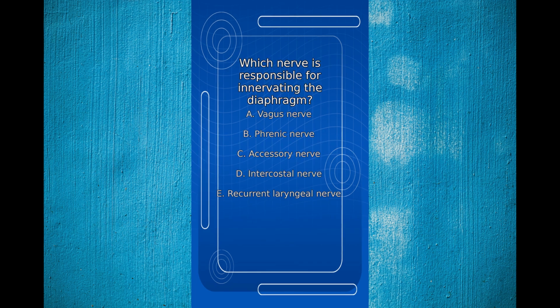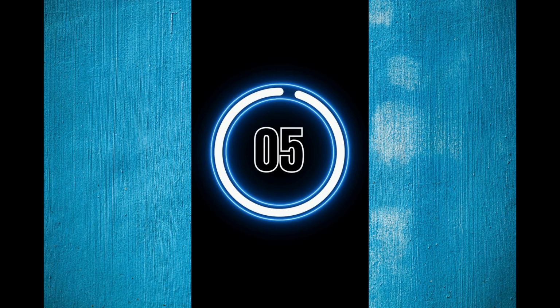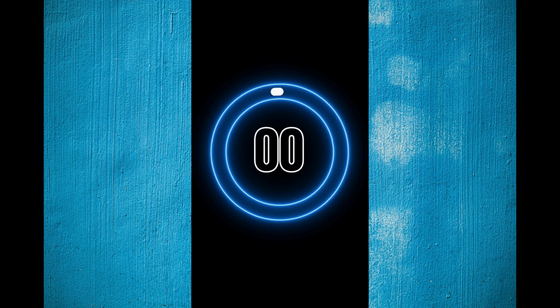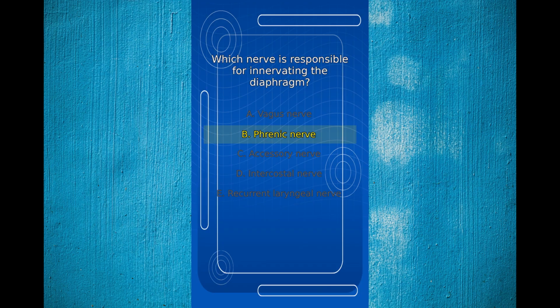Which nerve is responsible for innervating the diaphragm? The correct answer is B. Phrenic nerve. The phrenic nerve, C3-C5, provides motor innervation to the diaphragm.